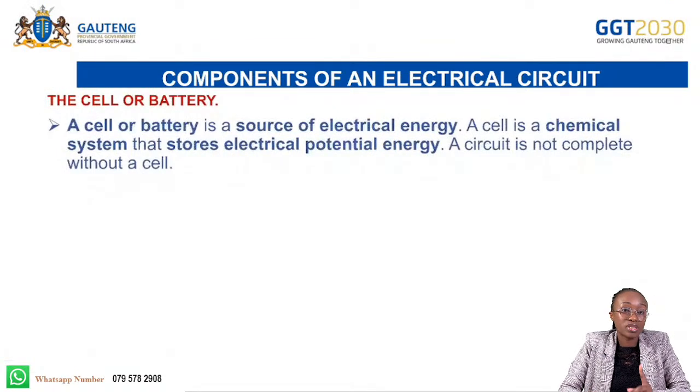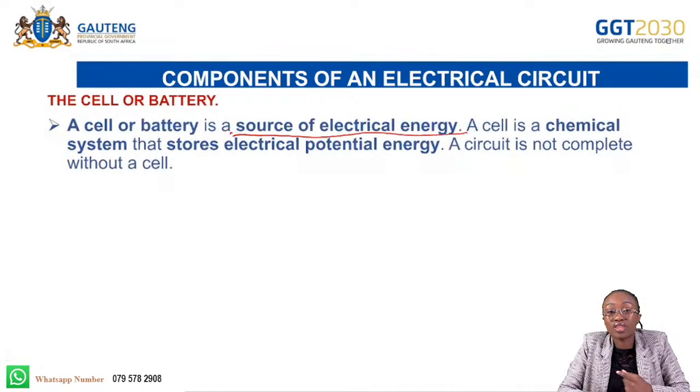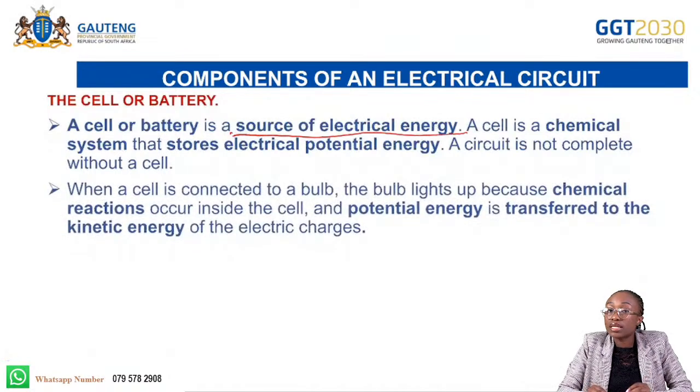The cell, remember, is a singular, and two or more cells make a battery. These are a source of electrical energy, so they are the source. A cell, remember, we said, is a chemical system that stores electrical potential energy, and a circuit is not complete without a cell. We need to get the energy from somewhere, and the cell is usually the source. So the cell is connected to the bulb via the conducting wires, of course.